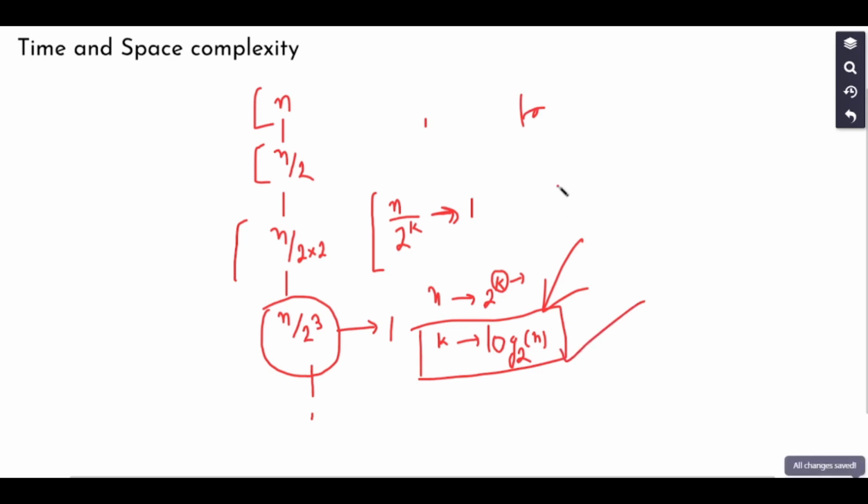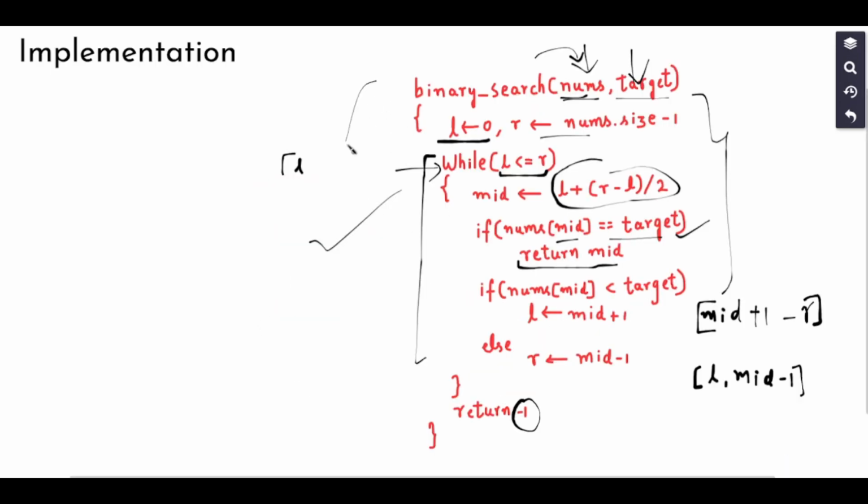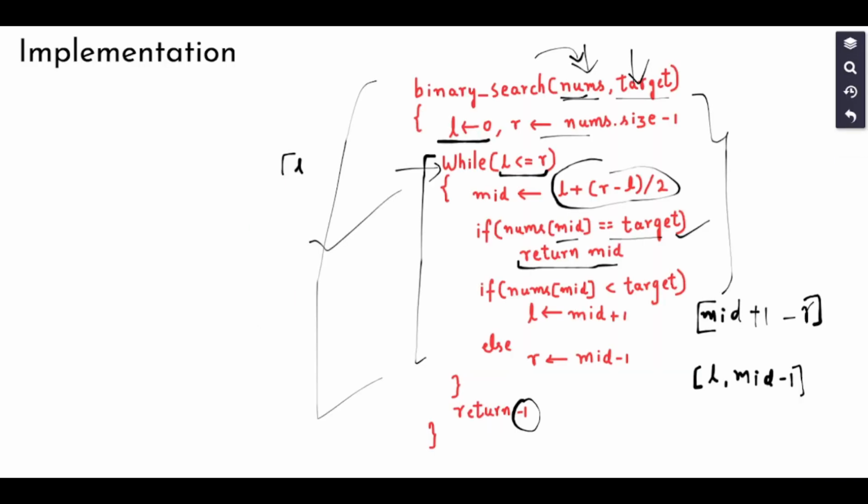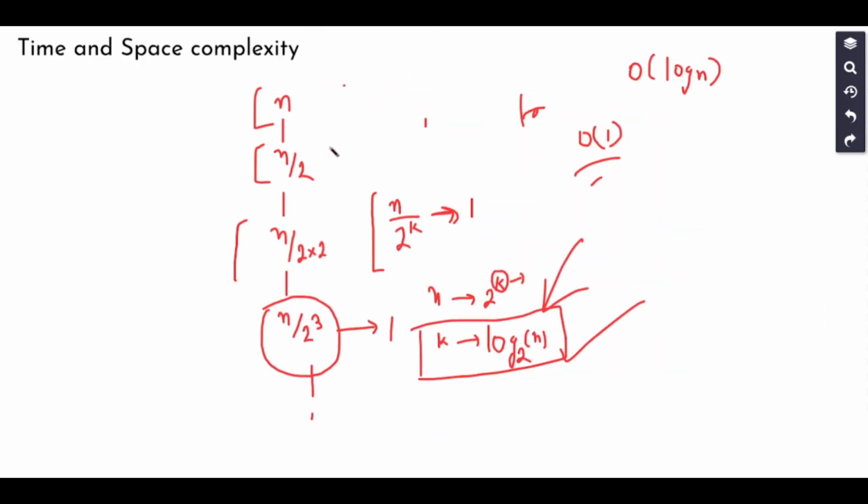What is the space complexity? We can see that we are not using any extra space, the auxiliary space. We are not using any extra array or any other data structure. That's why the space complexity is constant. So in big O notation, we can write big O of log n, and the space as big O of 1. Fine. That's all. That's the binary search. Let's implement it in an editor.